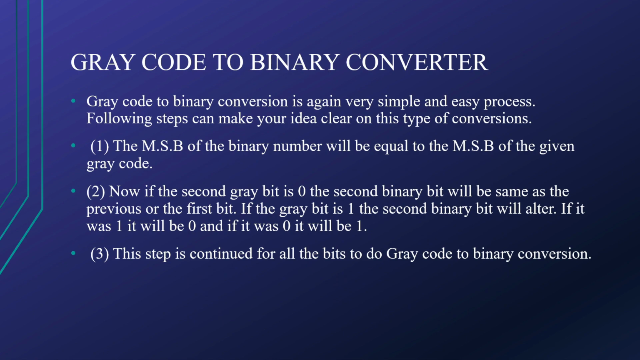Now we are going to see about gray code to binary converter. Gray code to binary conversion is again a simple, easy process. We have to follow these steps to convert the gray code to binary. The MSB of the binary number will be equal to the MSB of the given gray code. Now, if the second gray bit is 0, the second binary bit will be same as the previous, or the first bit. This step is continued for all the bits to do gray code to binary conversion.